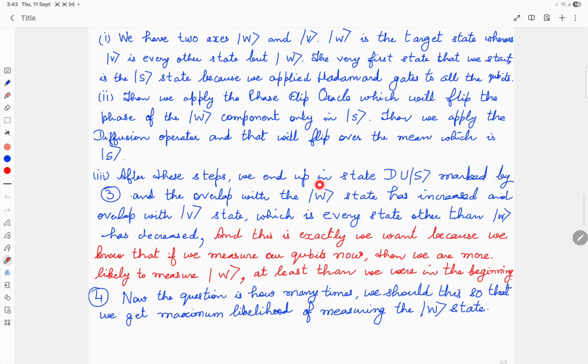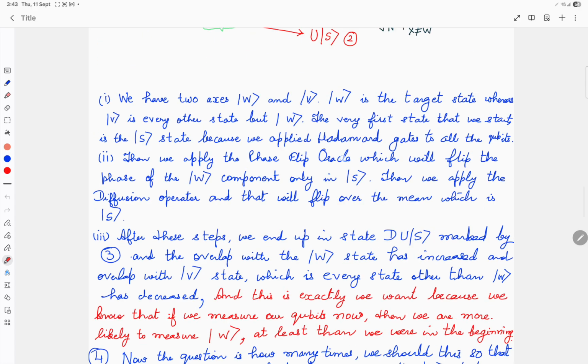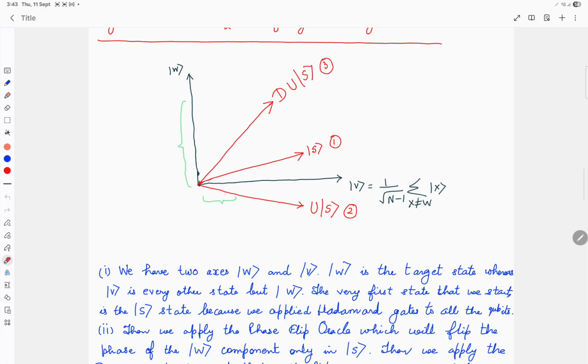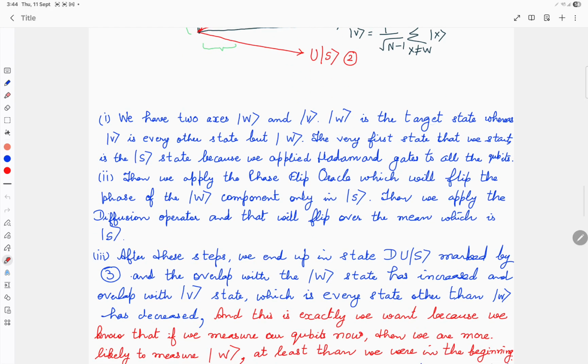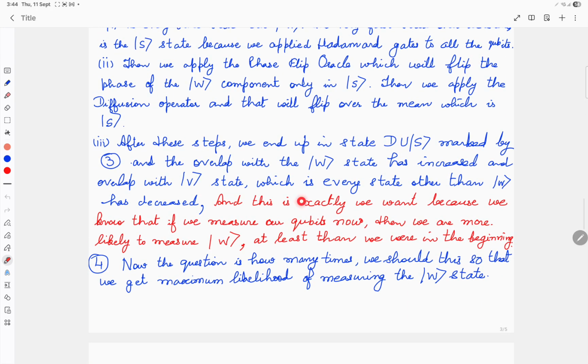Now after these steps we end up in state D U ket S, marked by number 3, and the overlap with the W state has increased. If you look closely, earlier the state was ket S, so the overlap of the quantum state with the W state was very small. But when we apply the phase flip oracle and the diffusion operator, the overlap with the ket W state, that means the target state, has increased after the Grover iteration. The overlap with the V state, which is every state other than W, has decreased.